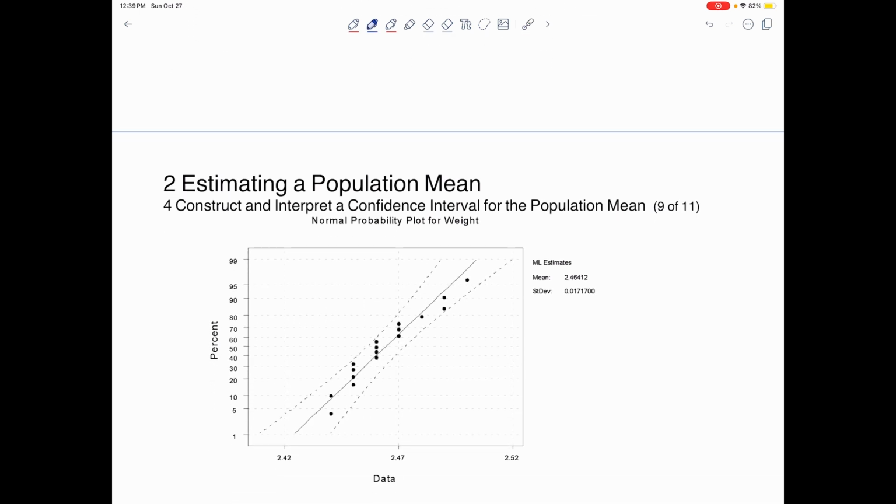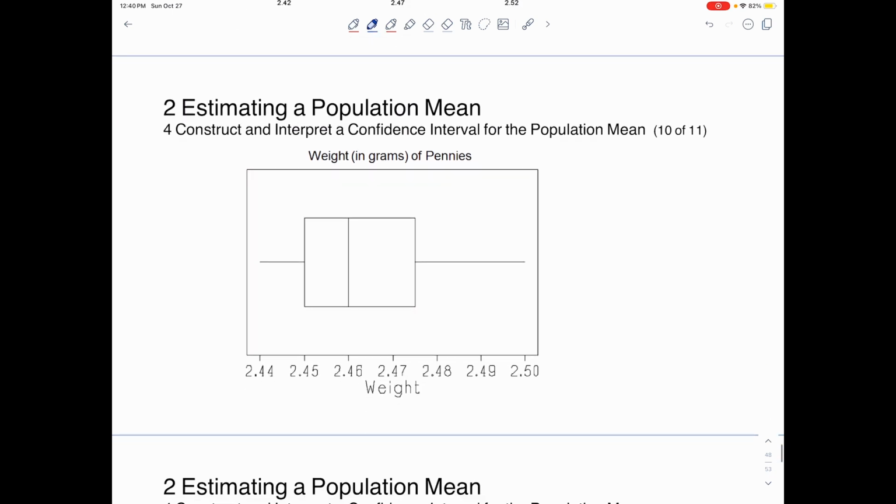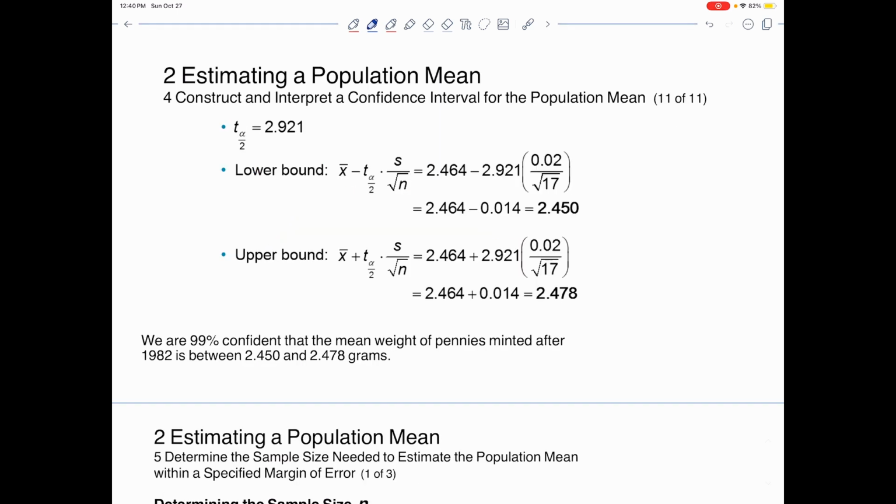In the next slide, we computed the mean. The mean X bar is equal to 2.464 and the standard deviation S is equal to 0.02. You can round it to 2 decimals. Using this information, we obtained a distribution for the weight in grams of pennies, and notice how it is not normally distributed. However, it is approximately normally distributed. It's a little bit skewed to the right. And that doesn't matter because we're going to use the t distribution in this case, because the population standard deviation is not given and we do not know anything about the population mean.